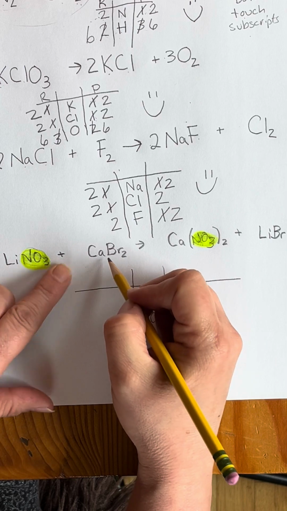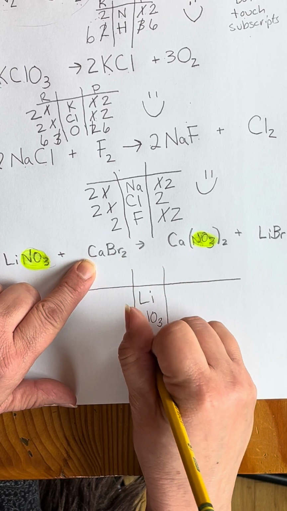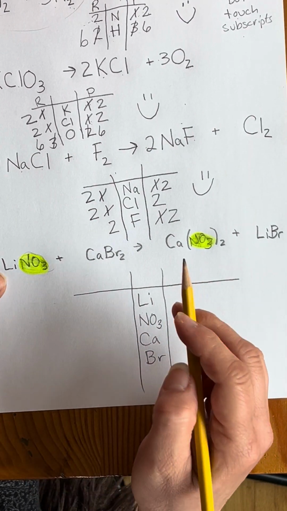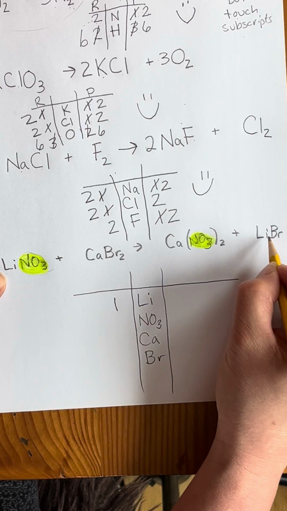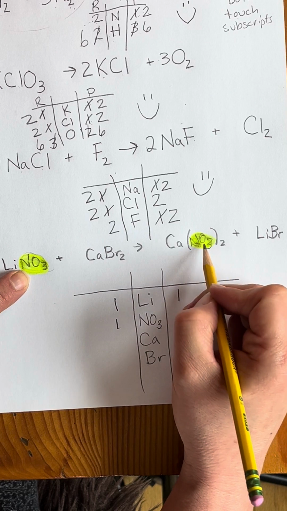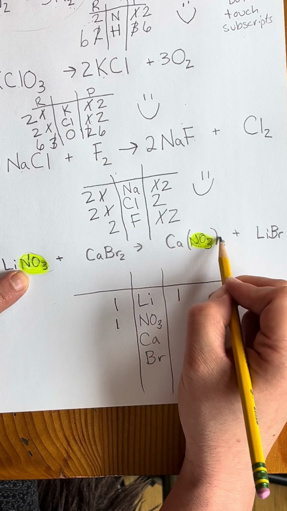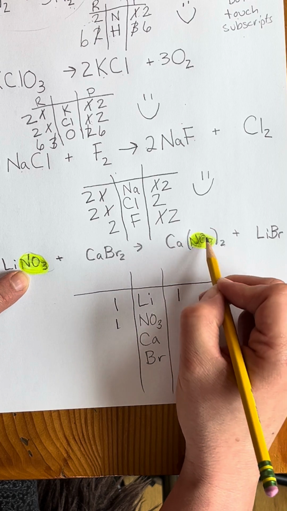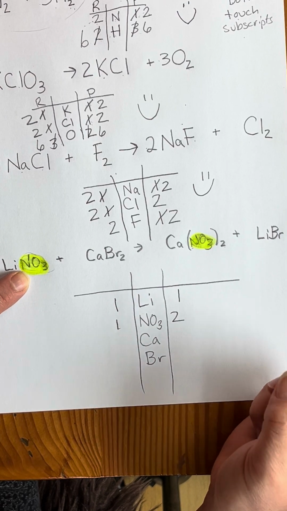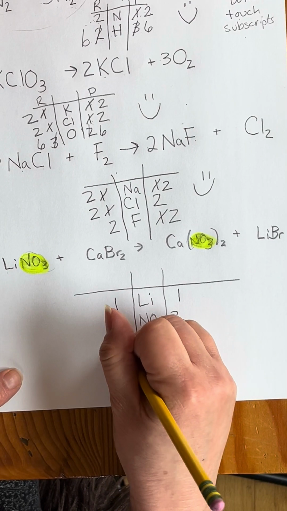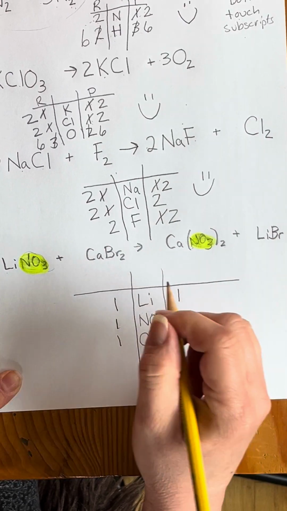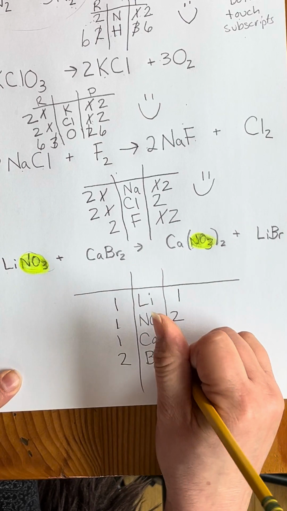Now, let's move on. Calcium, calcium, and bromine. So let's start our counting. We have 1 lithium here, and we have 1 lithium there. We have 1 nitrate here, but we have 2 nitrates there. You see this turkey right here? It's in the oven. So that means 2 entire turkeys that are in the oven. So we have 2 turkeys over here. Calcium, we have 1 calcium here and 1 calcium here. Bromine, we have 2 bromines there, and 1 bromine here.